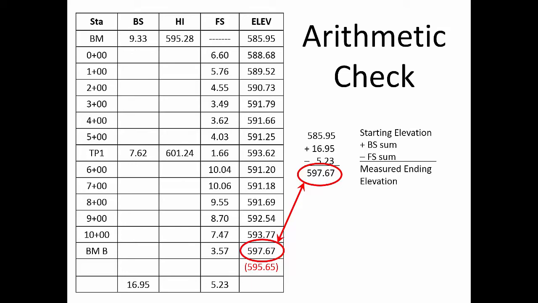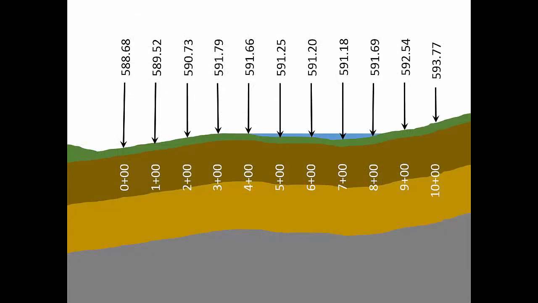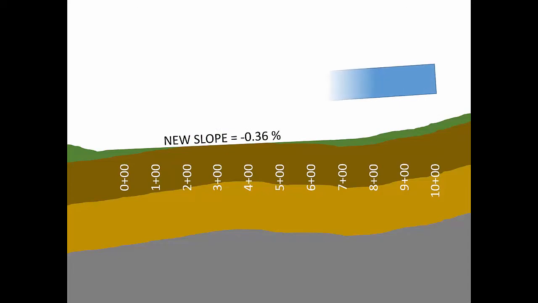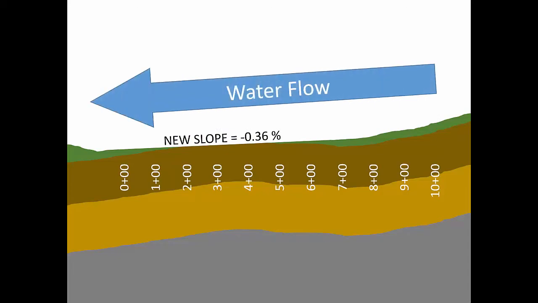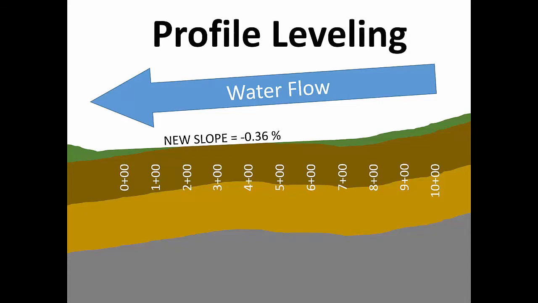So now, armed with measured elevations in your waterway, we can design a new waterway profile and excavate the soil that caused your ponding problem. Profile leveling makes the solution possible.